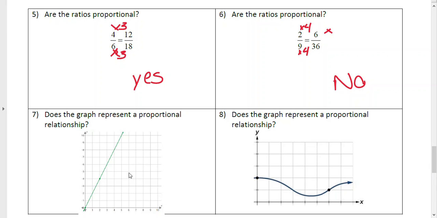And then remember, for the graphs, does this graph represent a proportional relationship? Well, it has to be a straight line in order for it to be proportional. So this one is a yes. But if I look at this one, it has like a wonky curve to it. So this one is no. It has to be a nice, pretty straight line right out from the origin.